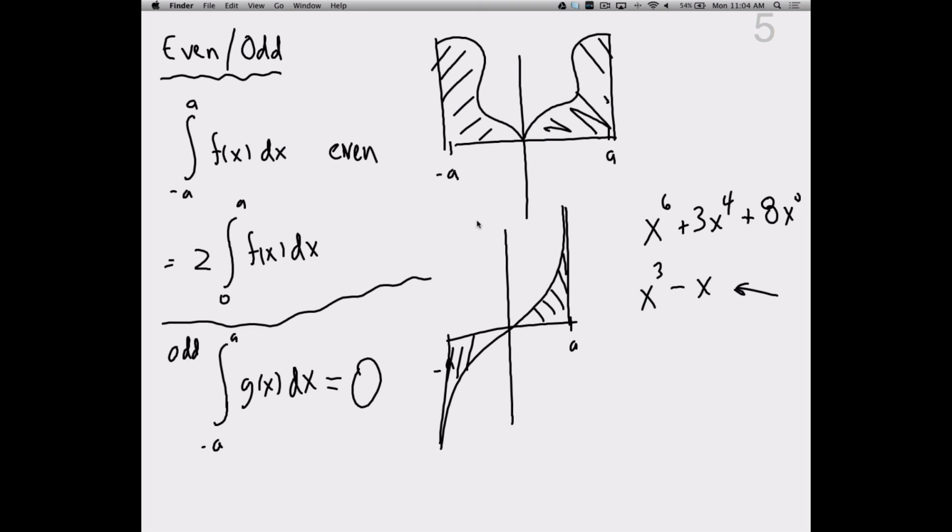Is it the end of the world if you don't remember these two things? No, it's just a time saver. It's a convenience thing. Instead of grinding out some integral for an odd function, doing all the work and then realizing, oh crap, it's equal to 0, if you recognize it early on, you can save yourself some hassles. Okay? Yeah. Like I said, grind it out.